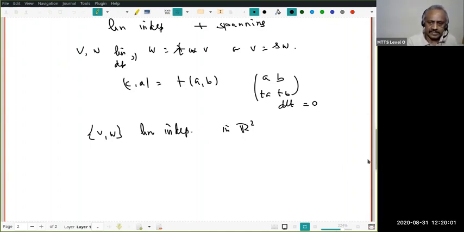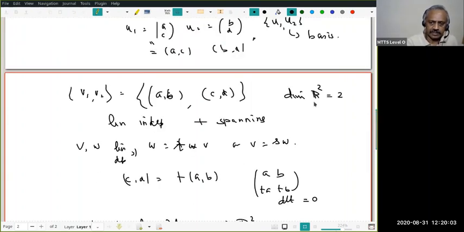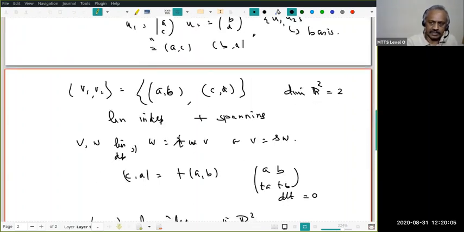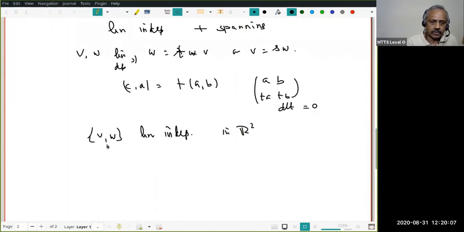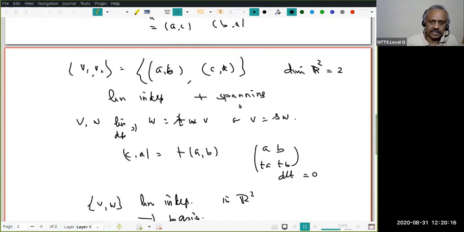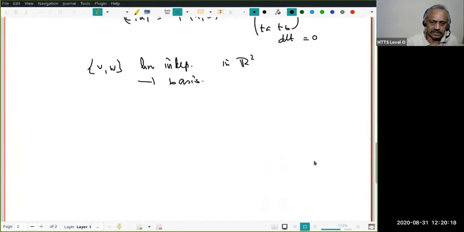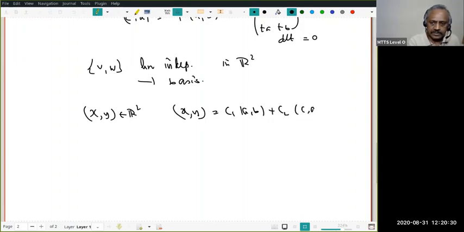As I said, if I know the dimension concept, the dimension of R2 is 2, and I had already produced a two element set which is linearly independent. Therefore, this must be a basis. Suppose I did not know the dimension concept, then I can ask, can I show it's a spanning set? That's also clear, because what do I want? Give me any vector (x, y) in R2, then I have to write it as a linear combination: (x, y) equals C1 times (A, B) plus C2 times (C, D).